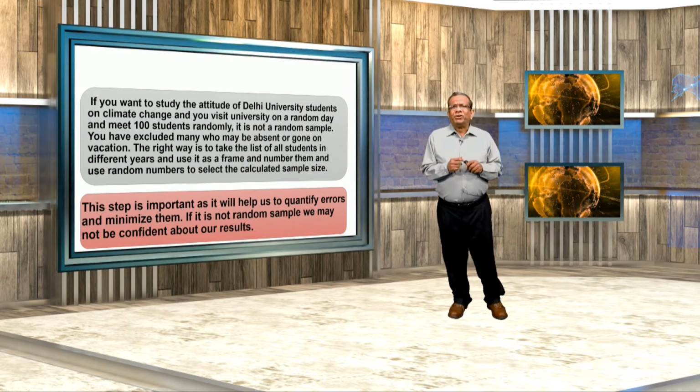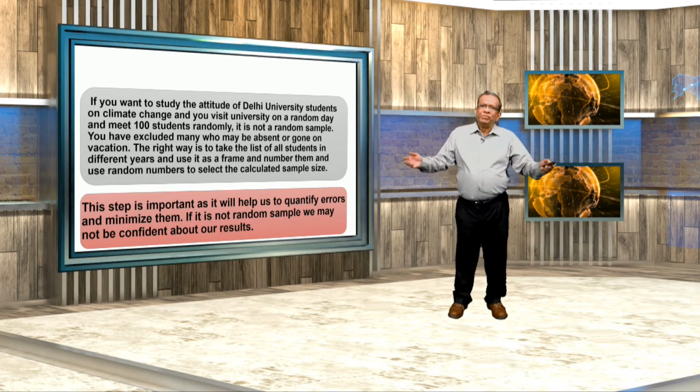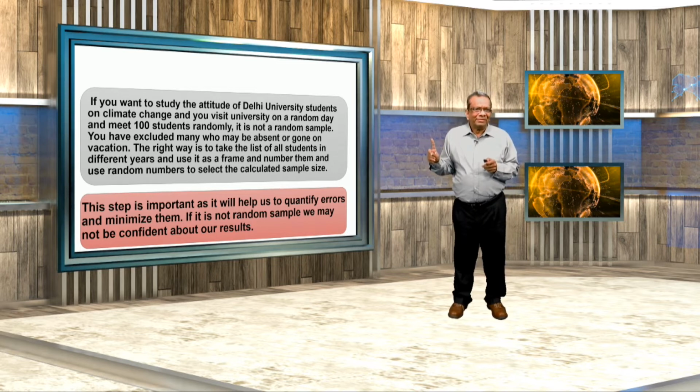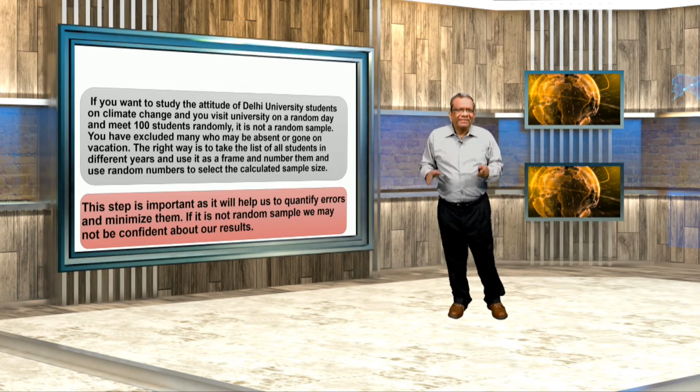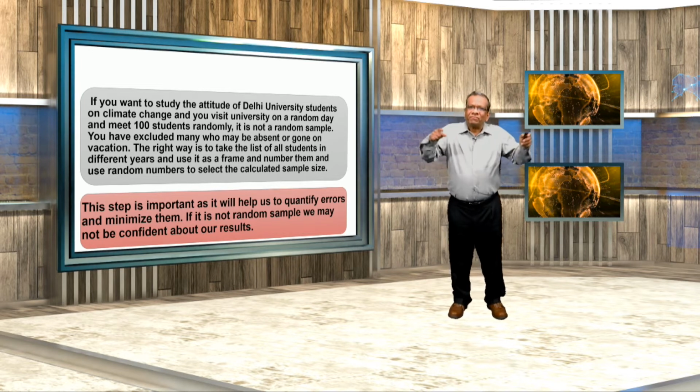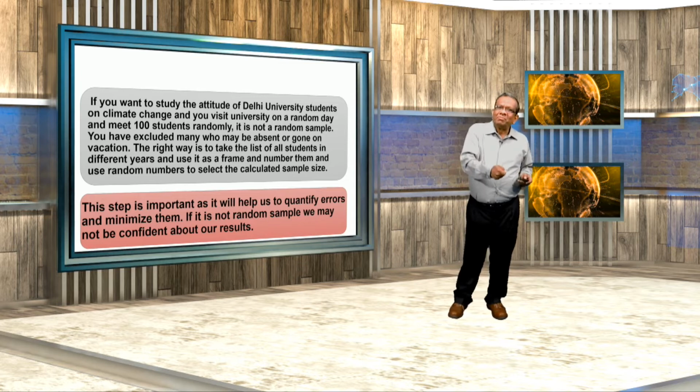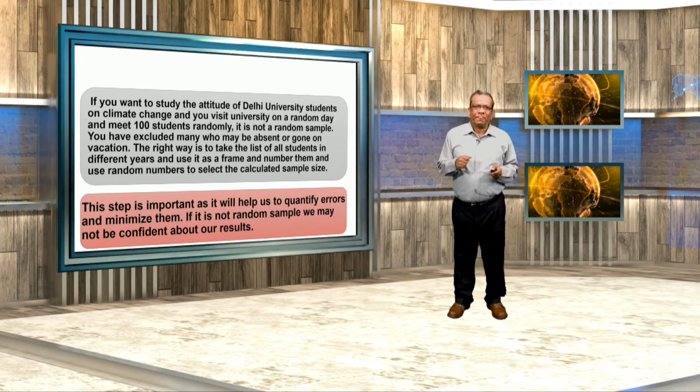If you want to study the attitude of Delhi University students on climate change, and you visit the university on a random day and meet 100 students randomly, it is not a random sample. You have excluded many who may be absent or gone on vacation. The right way is to take the list of all students in different years and use it as a frame, number them and use random numbers to select the calculated sample size. This step is important as it will help us to quantify errors and minimize them. If it is not a random sample, we may not be confident about our results.